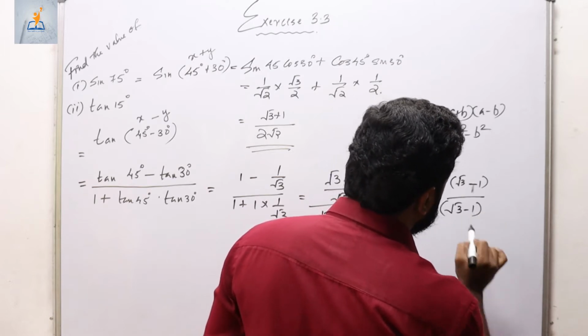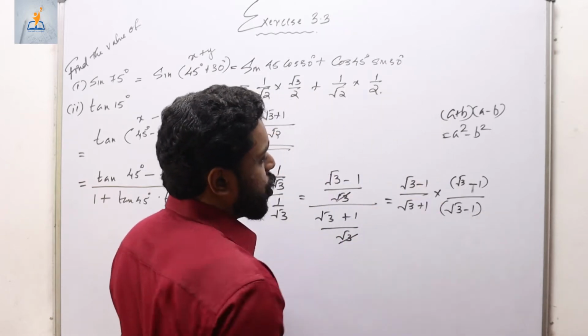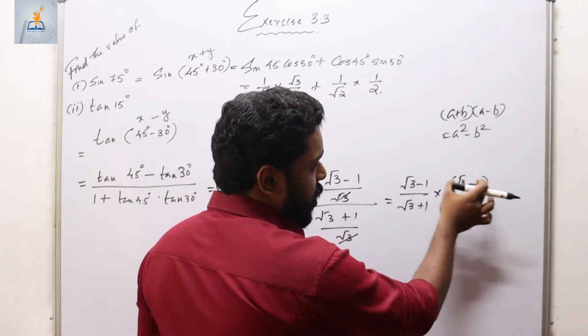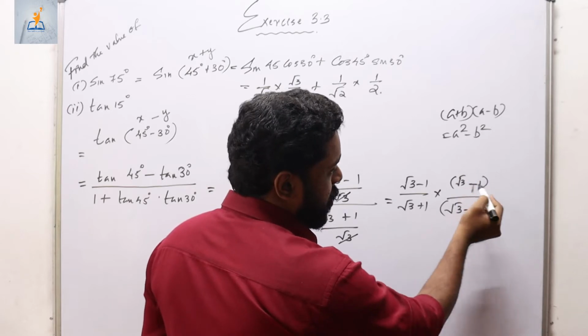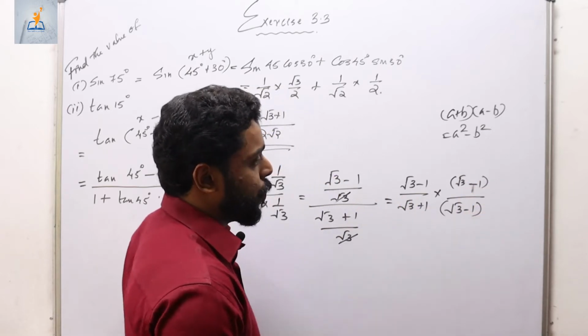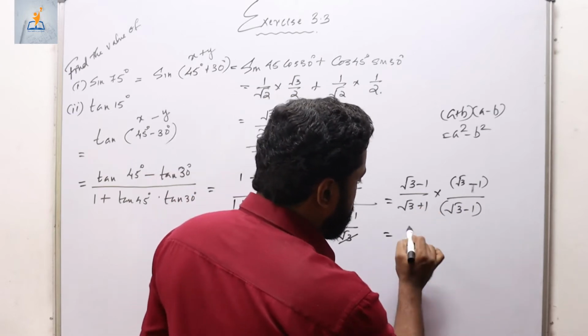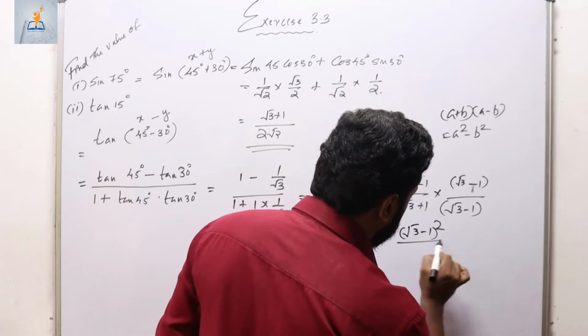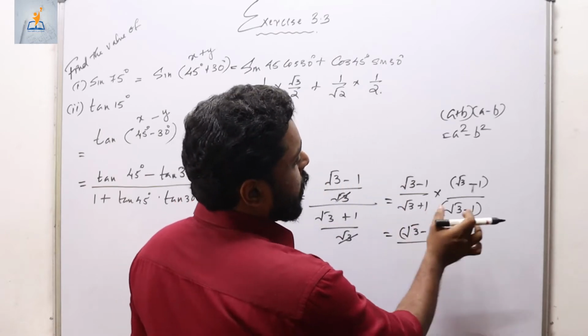Why we are doing this is to rationalize this fraction to a better form. Also note that this multiplication doesn't make any change, since this number by this number gives us 1 and doesn't change the fraction. It becomes root 3 minus 1 into root 3 minus 1, equal to root 3 minus 1 the whole square, divided by root 3 plus 1 into root 3 minus 1.